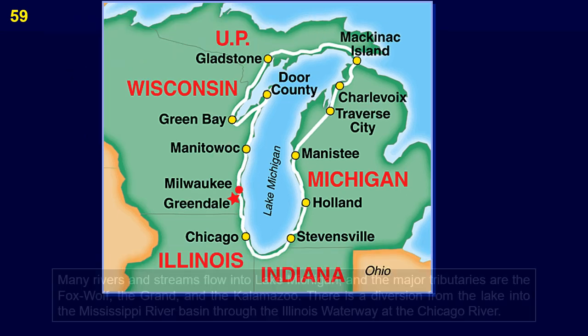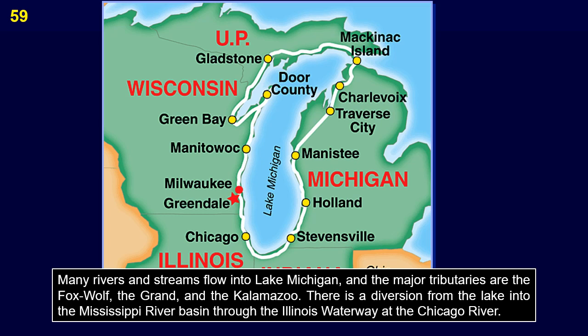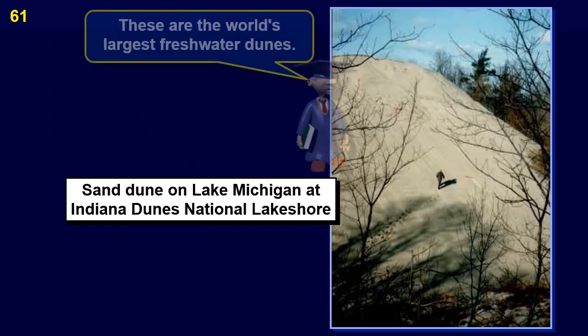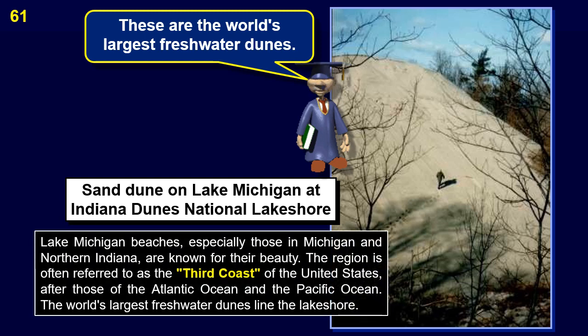Many rivers and streams flow into Lake Michigan, and the major tributaries are the Fox Wolf, the Grand, and the Kalamazoo. There is a diversion from the lake into the Mississippi River basin through the Illinois waterway at the Chicago River. The northern part of the Lake Michigan watershed is covered with forests, sparsely populated, and economically dependent on natural resources and tourism. In contrast, the southern portion is heavily populated with intensive industrial development and rich agricultural areas along the shore. Lake Michigan beaches, especially those in Michigan and northern Indiana, are known for their beauty.